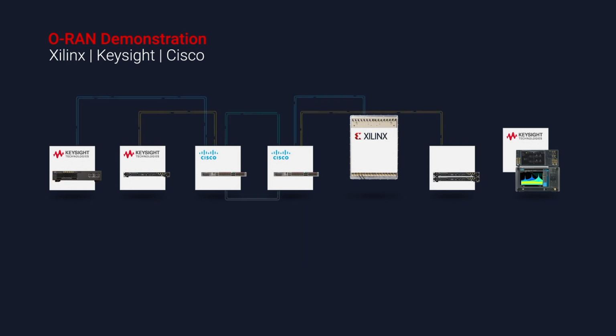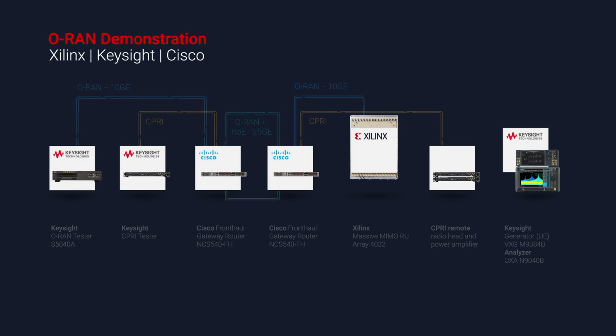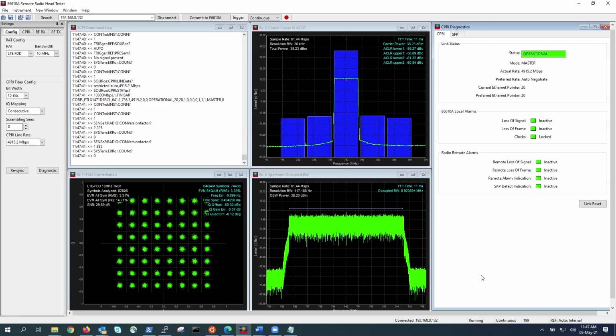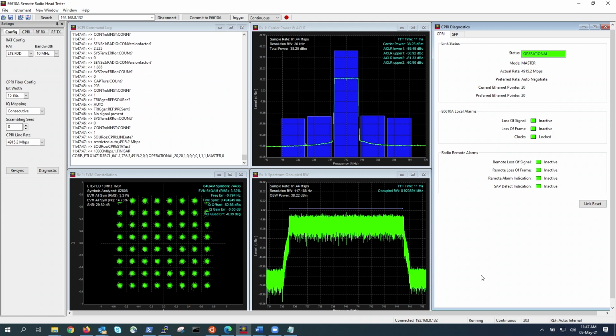As a next showcase, let's take a closer look at the Cisco fronthaul gateway. First, note that while we were running our O-RAN uplink test, CPRI was running continuously in the background. The CPRI ROE traffic and O-RAN traffic are carried within defined classes of service over separate transport slices. If we look at the downlink signal from our CPRI remote radio head, we can see that it also shows a good EVM, indicating that CPRI traffic runs smoothly and parallel to the O-RAN traffic.